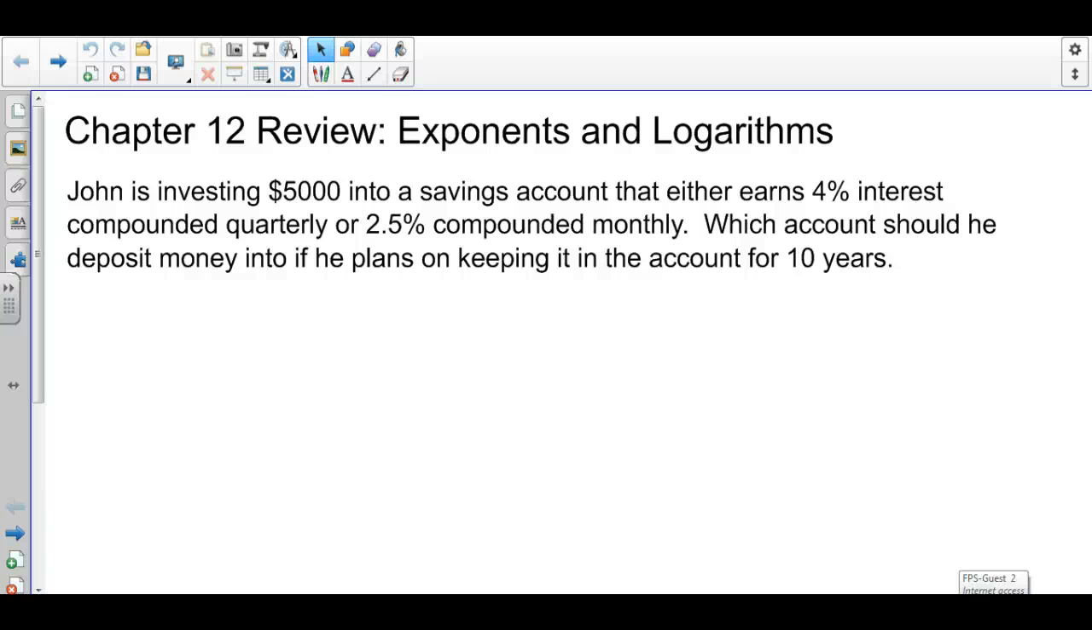Hi, I'm going to review chapter 12 stuff with you. So we're going to talk about exponents and logs, which are two things that are inverses of each other. So let's start off right away with an interest problem.